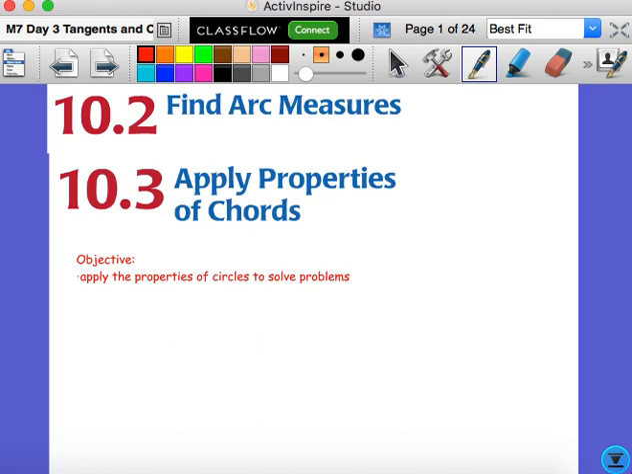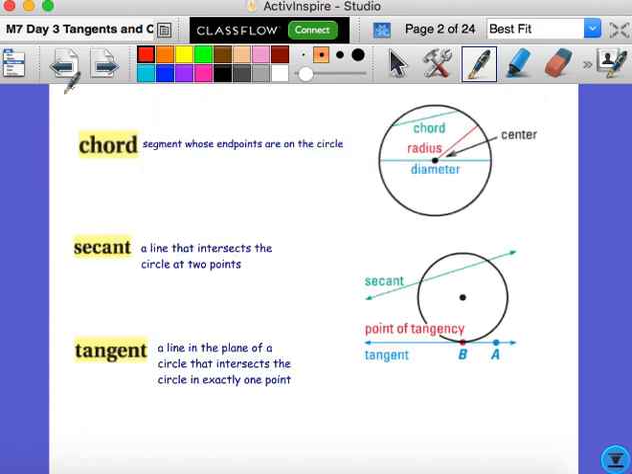Today, for day 3 of circles, we're going to look at arc measures and properties of chords. Before we begin, here's some important vocabulary that you're going to want to pause this video and jot down.